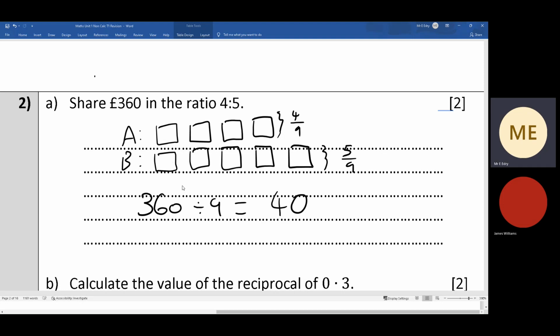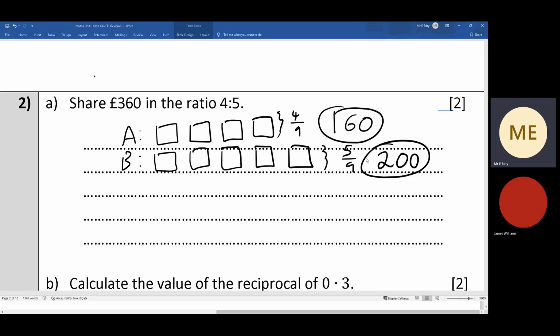So if you want to do 360 times 5/9, that will get it to you straight away for B. So that basically means that you're doing 40 times 5, which is 200. And for the top one, you would have to do 40 times 4, which is 160. So do you end up with 160 and 200? Yeah, that's fantastic. That's exactly what you do. Brilliant. Okay, so that's sharing in a ratio.